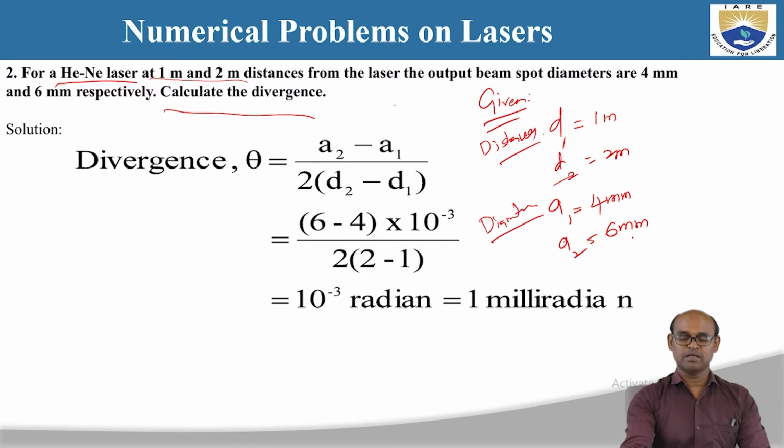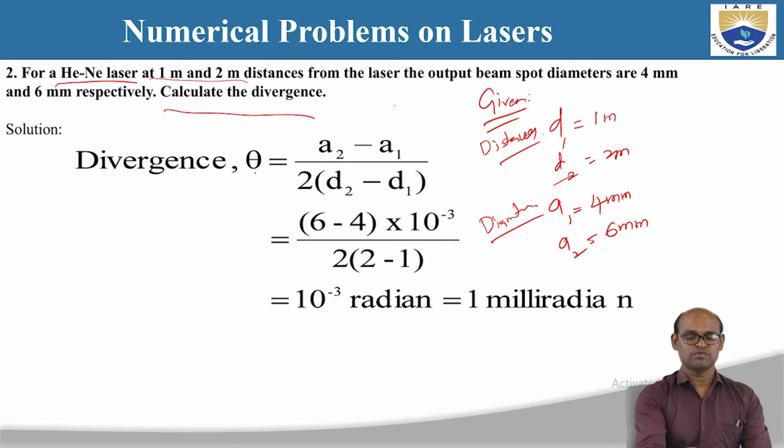A1 is 4 millimeters and A2 is 6 millimeters. Okay, so we know the divergence formula. Divergence is nothing but the spread of light. We know that the spread of a laser beam is very small. It is always in the order of milliradians, right?